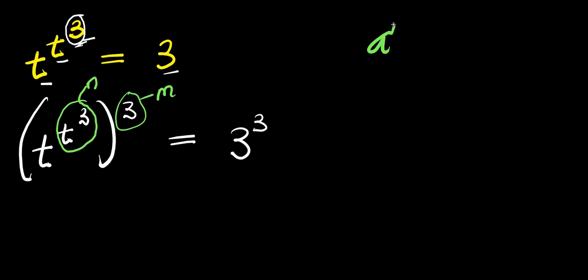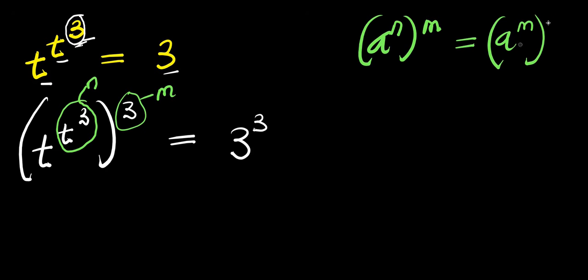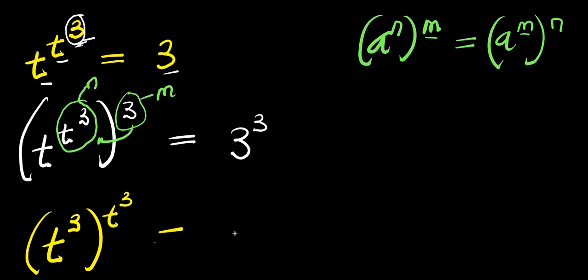If you have a power n raised to the power of m, this equals a power m raised to the power of n. So you observe there's a change in powers here. The m here is now inside, while the n here is now outside. Have you seen it? So the m here will come inside while this comes outside. Now we have treated this t power 3 as a unit. So from here we are going to have t to the power of 3 raised to the power of t to the power of 3, and this equals 3 power 3.